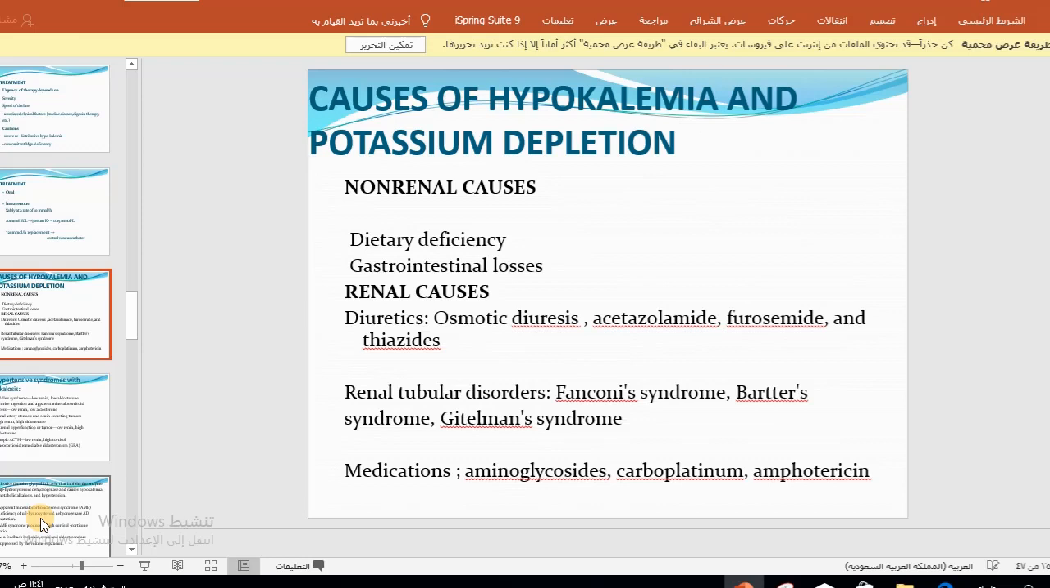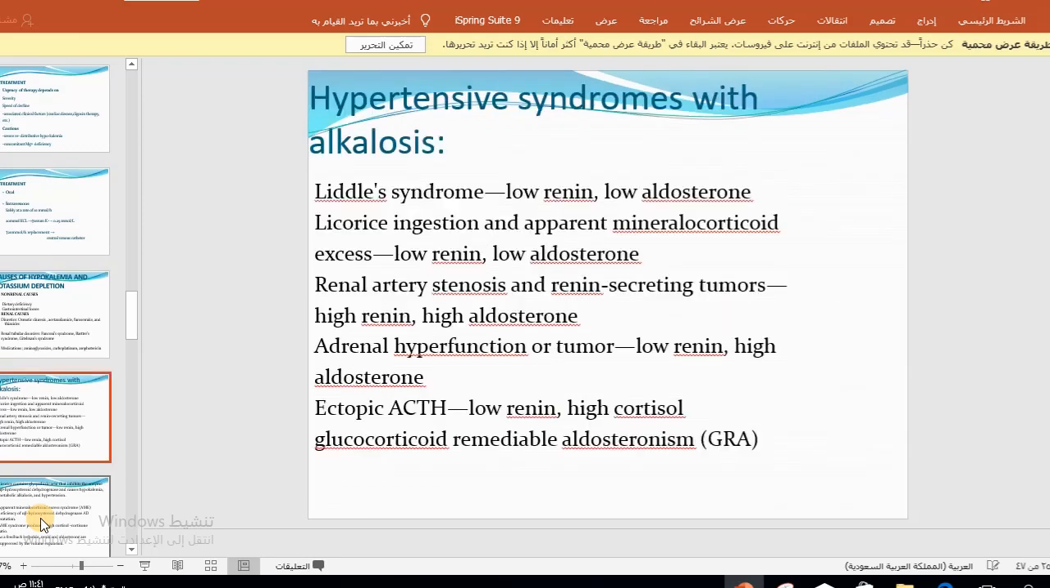There is a certain group of hypokalemia which we have to know about, in the causes of hypokalemia. We have divided them into non-renal and renal causes, but there is a set of causes we call hypertensive syndromes: hypokalemia with hypertension and metabolic alkalosis. In these conditions, there is activation of the RAS system or similar mechanisms, like Liddle syndrome, and we study this pathway by studying the renin level, aldosterone level, and renin-aldosterone ratio.